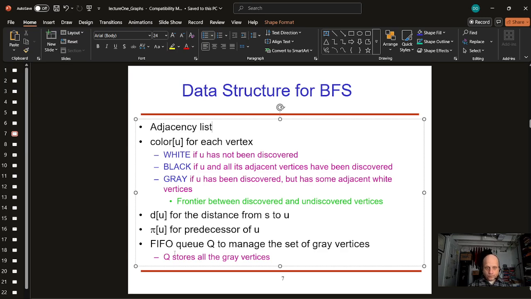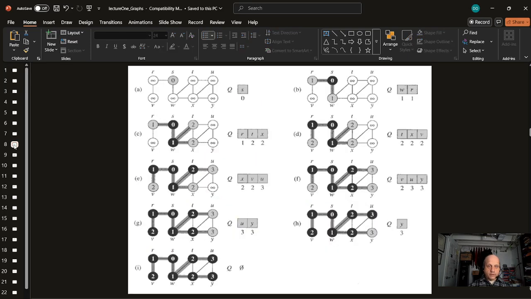So next, I would have a first-in first-out queue. I define Q to manage the set of gray vertices, where Q stores all the gray vertices. So here we go in graph, and we can identify depth first search appropriately, right?